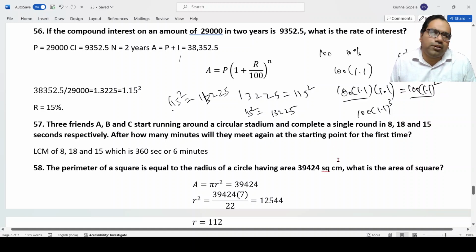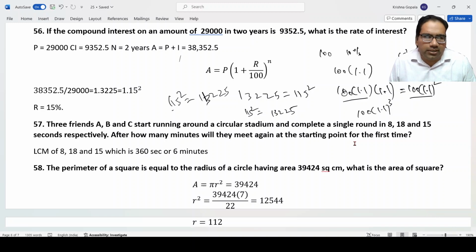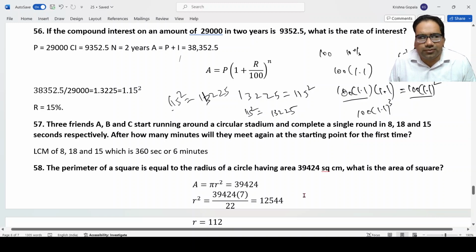Right. So, for example, around the ground, if I am able to run in 10 minutes and you are able to run in 5 minutes, that means after 10 minutes, we'll again meet at the beginning, right? I will be completing one round, you will be completing two rounds, and we'll meet at the starting point after 10 minutes, right? I would have finished one round, you would have finished two rounds, because 10 is the LCM of 10 and 5, right?